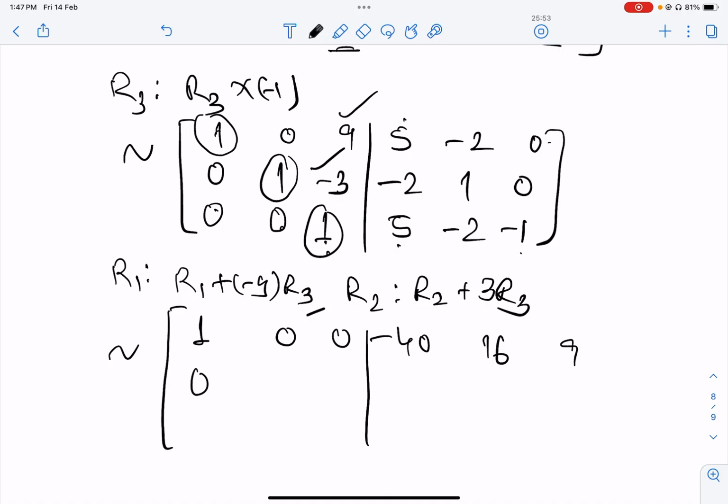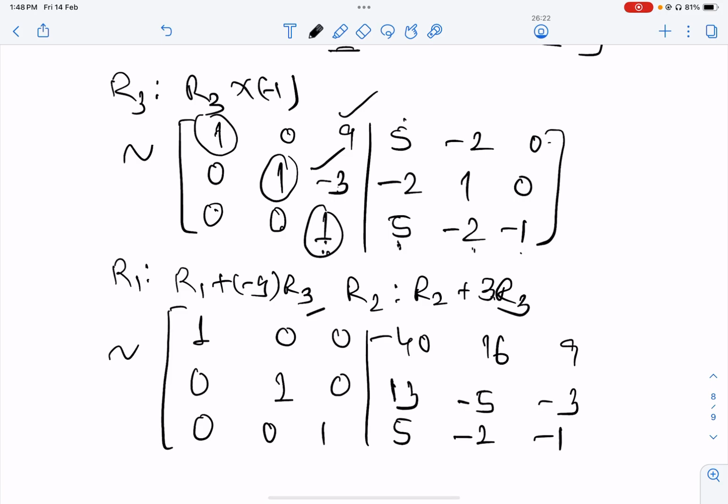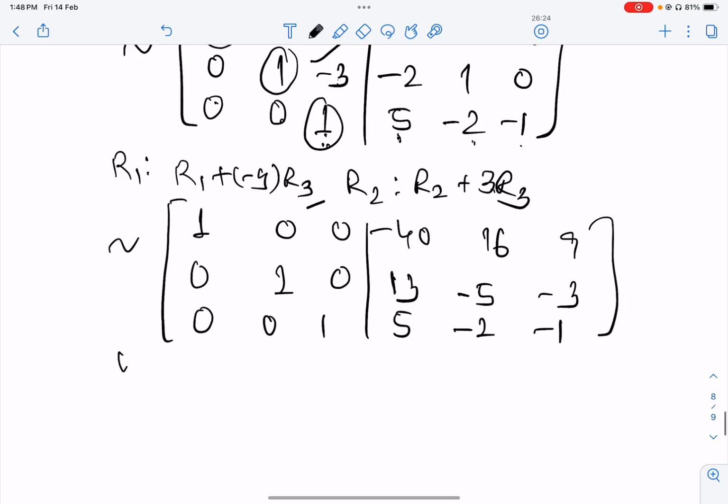This is 0, then 1. Now multiply with 3. 3 minus 3, so that is 0. Multiply with 3, so 15 minus 2, so that is 13. Multiply with 3 here, so minus 6 plus 1, minus 5. Multiply with 3, minus 3 here, so 0, 0, 1, 5 minus 2 minus 1. So which is in reduced row echelon form.